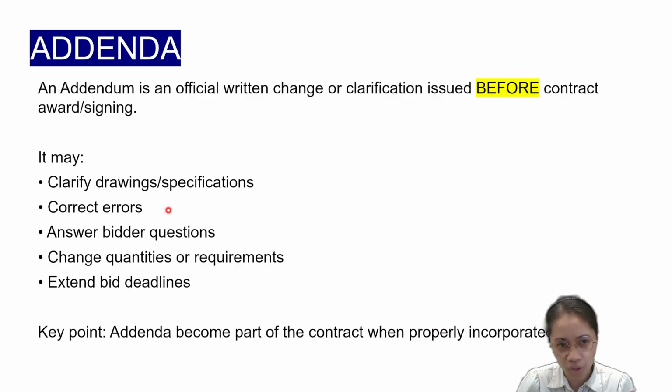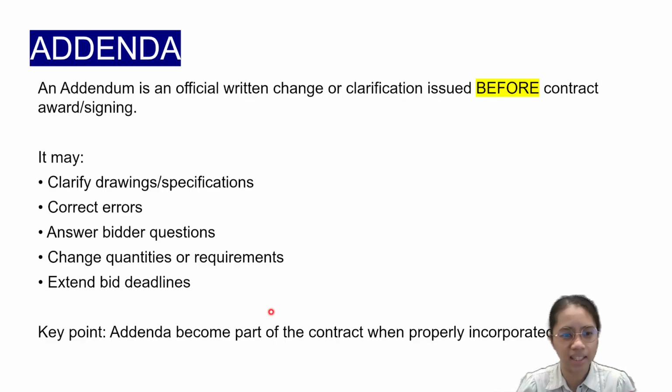Also correct errors if in case there are errors in the contract draft or in any document. For any clarification, answer bidder questions if in case they cannot understand some of the words used or some of the dimensions used, change in quantities or requirements. If in case in the course of the bidding process there has some design changes, it should be released via addenda. And extended bid deadlines if in case, for formality, everyone should be informed.